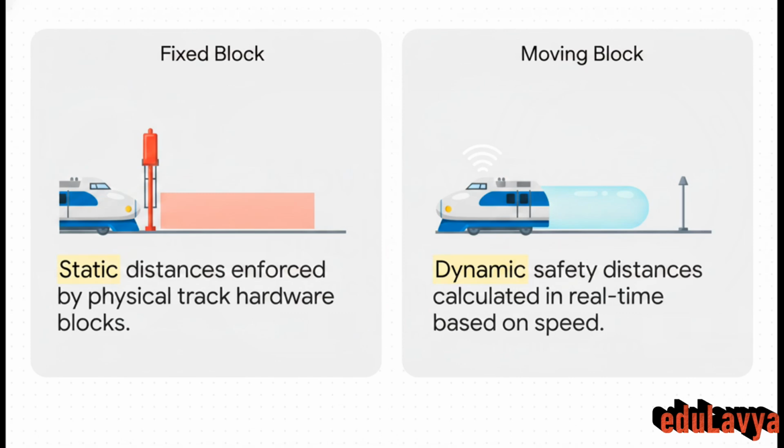If a train is moving fast, the safety buffer in front of it is long, but as that train slows down to approach a station, that safety distance dynamically shrinks. This real-time calculation is the secret sauce. It's what allows trains to safely run much closer together, unlocking incredible frequencies and headways as short as 90 seconds.